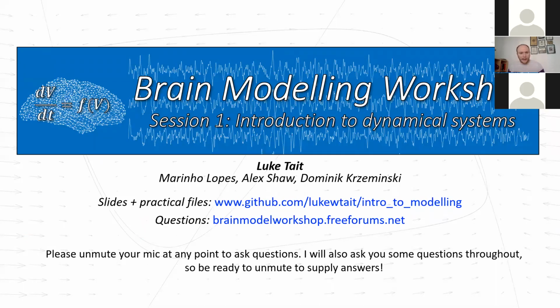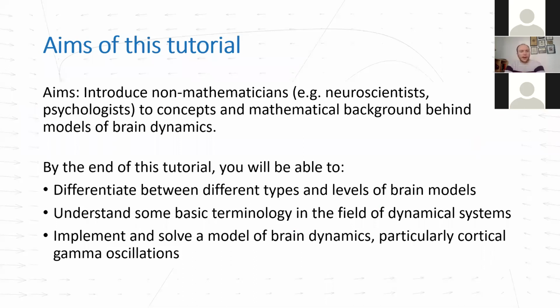So the aims of this tutorial: essentially I wanted to organize a tutorial that introduces non-mathematicians, so neuroscientists, psychologists, biologists and so on, to some of the concepts and the mathematical background behind the models that we use to model brain dynamics. So I hope that by the end of this tutorial, you'll be able to differentiate between different types and different levels of brain model, that you will understand some basic terminology in the field of dynamical systems theory, and that you'll be able to implement and solve a model of brain dynamics. In particular, that will be the practical session, where you'll be using a model of cortical oscillations.